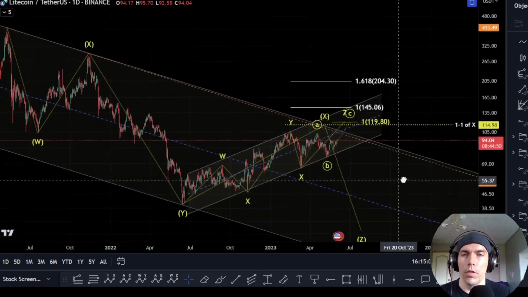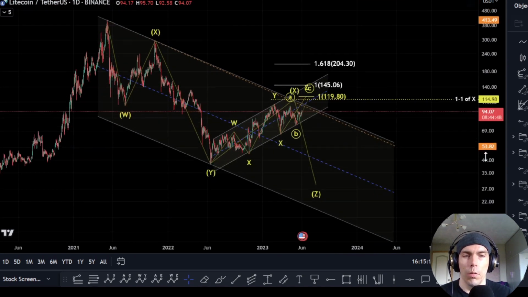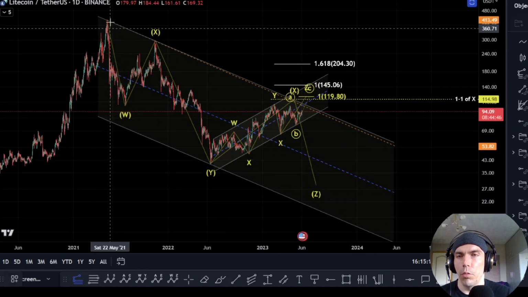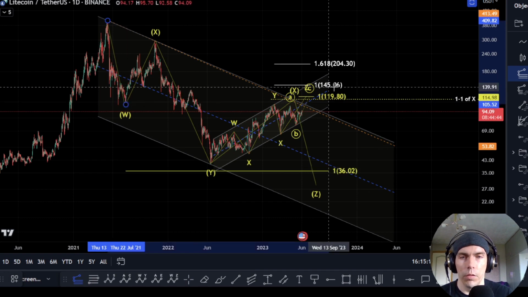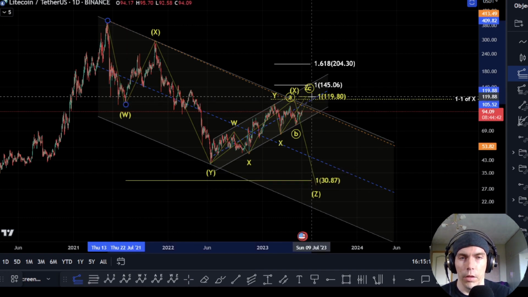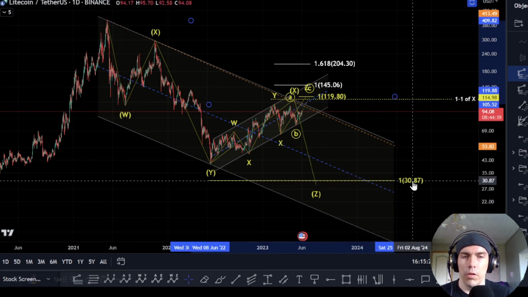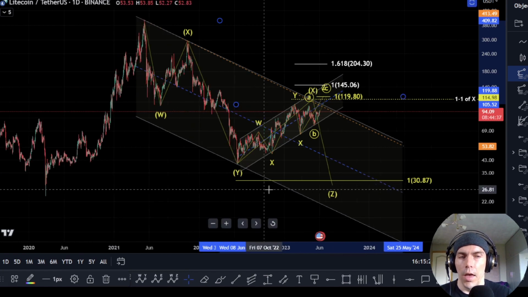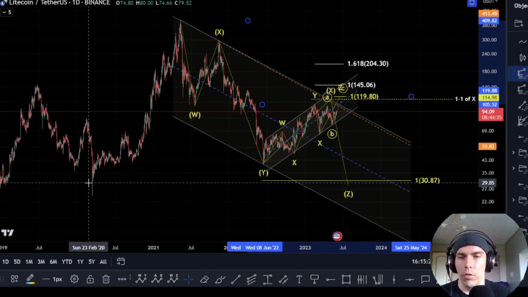Now, the difference within this count is that the Z wave target area would be slightly higher up because this Y wave is slightly smaller. Now that would be looking to actually bring us down to this 30.87 at a 1-to-1, which would be quite an interesting level.